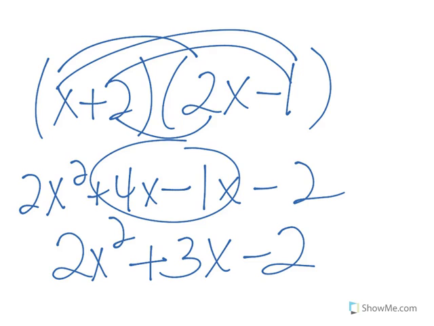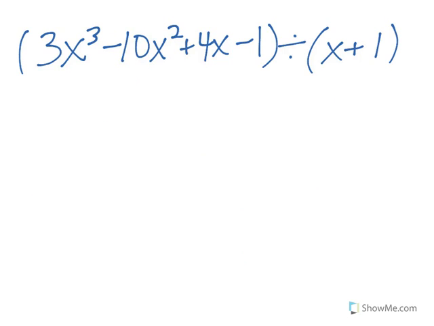So now let's try to do one that has a little bit of a greater answer. So we're not just with x, maybe we'll throw in some x squareds, and also a remainder. So we're going to do that all together. Okay, so we have 3x cubed minus 10x squared plus 4x minus 1 divided by x plus 1. So let's just get right to it.